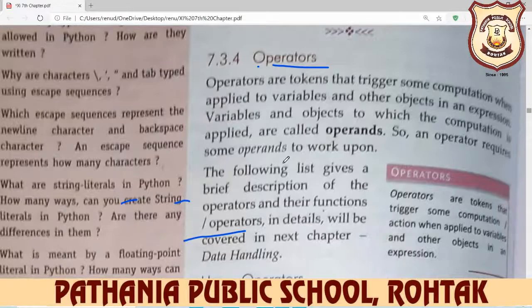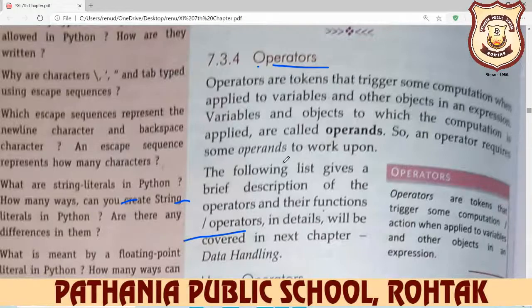Now we are going to learn about the operator. Two tokens are left. One is your operator and next is your punctuators. So today we learn the next token, operator. Operators are tokens that trigger some computation when applied to variables and other objects. Operator means the symbols that are used for the computational purpose.